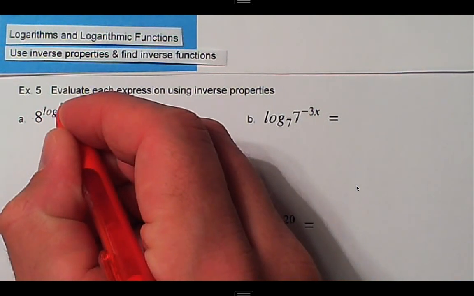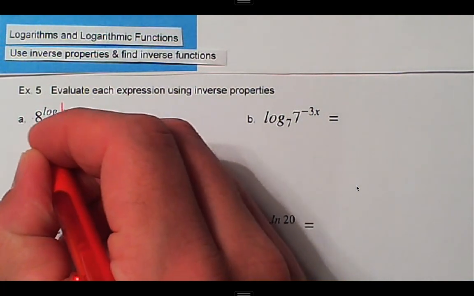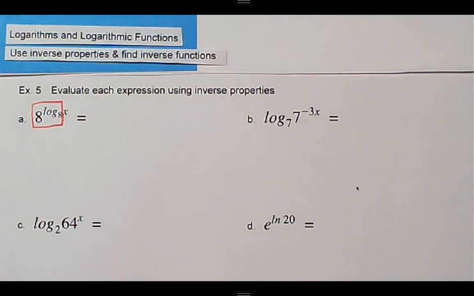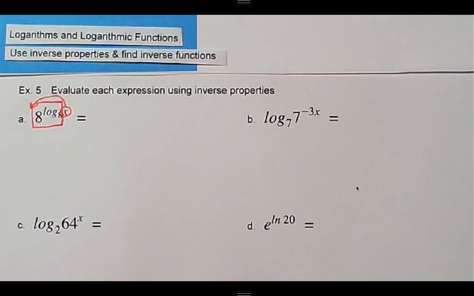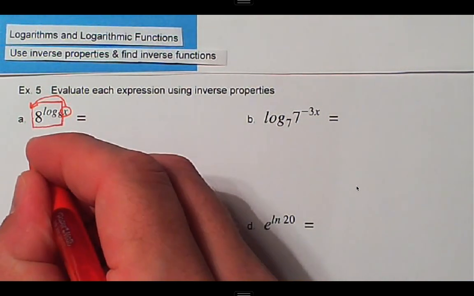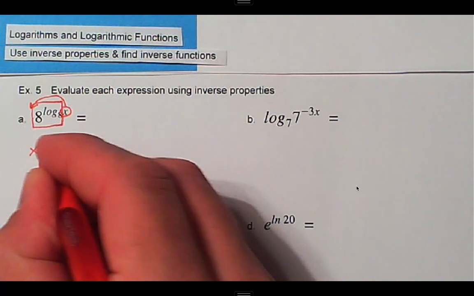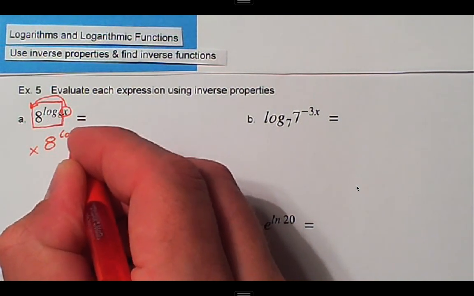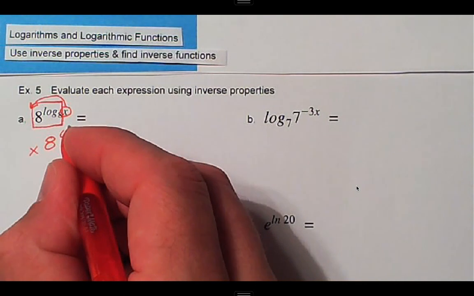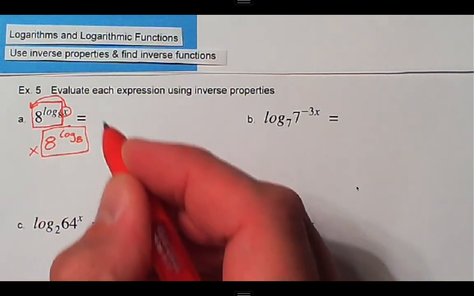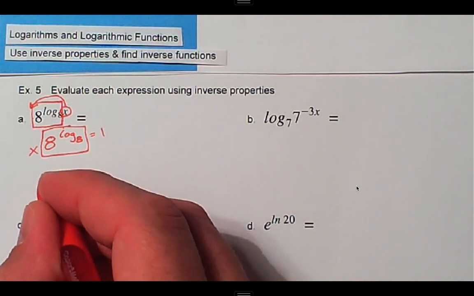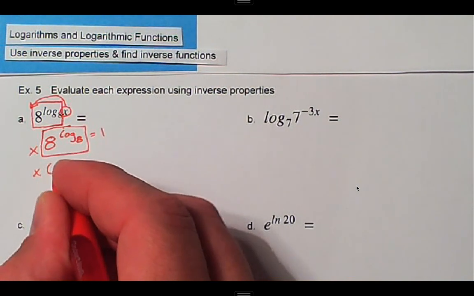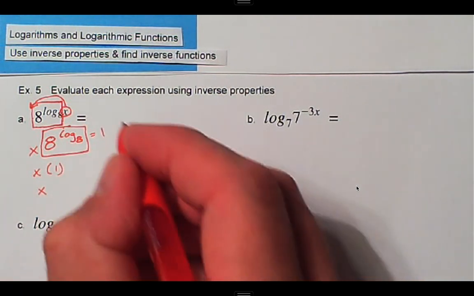In this case right here, we have 8 raised to the log of base 8. We can take our x value and move it out front of the entire expression. So we get x times log base 8 of 8. And in this case, log base 8 of 8 is equal to just 1. So our solution is x times 1, which is just equal to x.